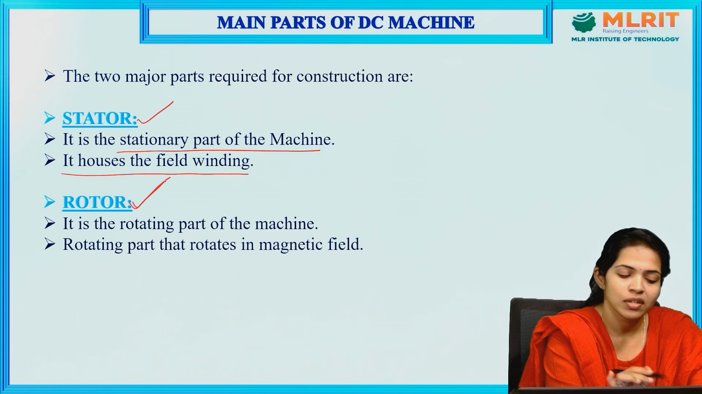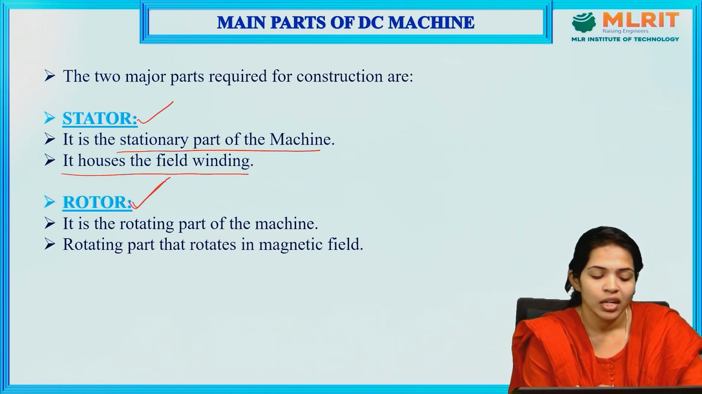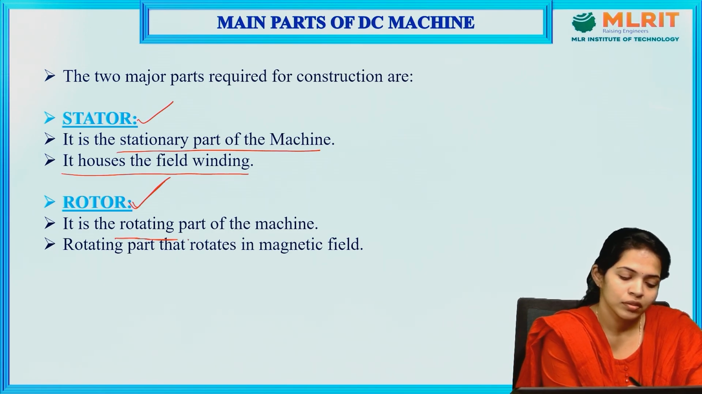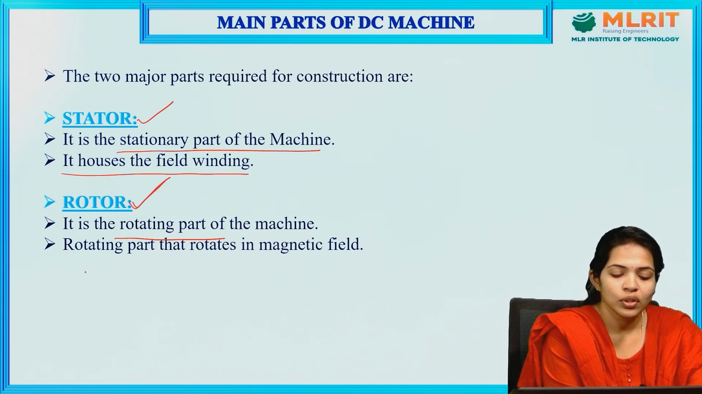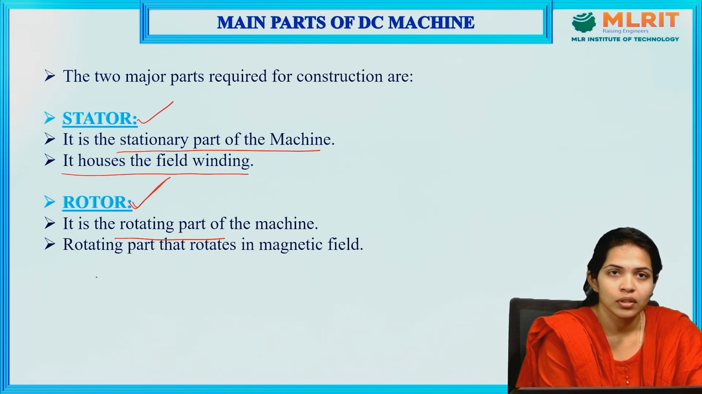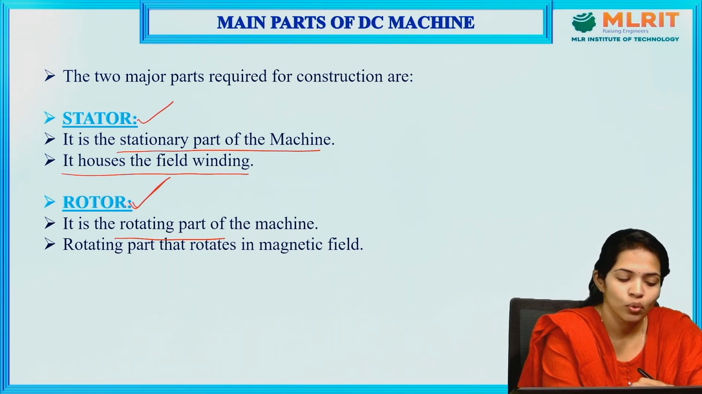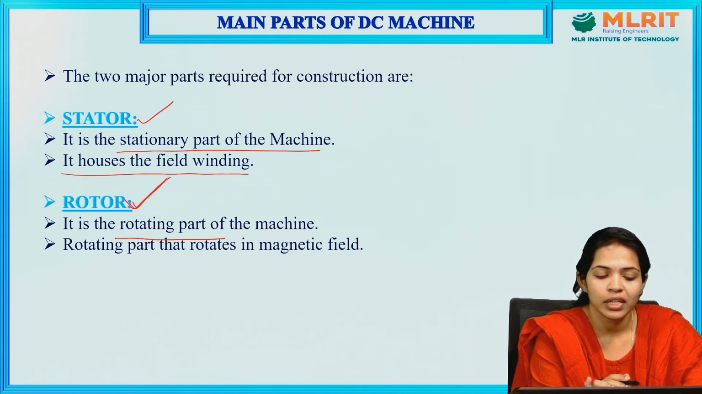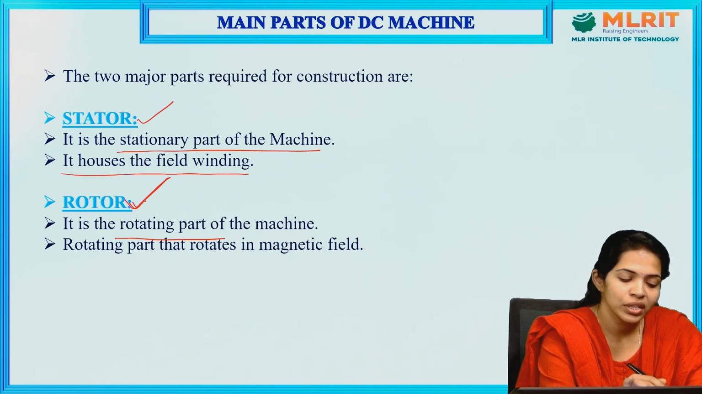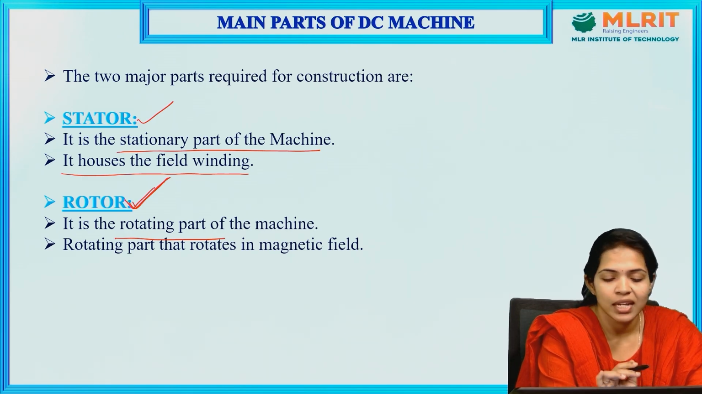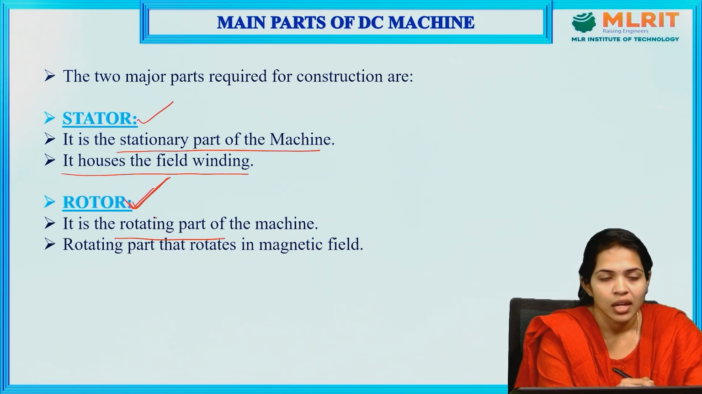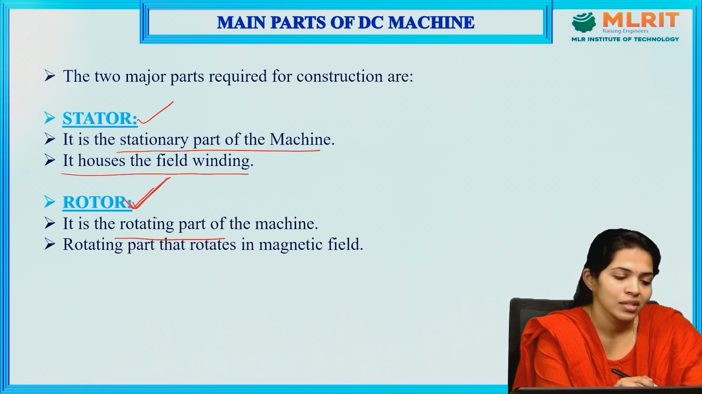Rotor, the name itself indicates it is the rotating part in a DC machine. All the rotating parts are here, and the magnetic field will be generated in the rotor, and the current and EMF will also be induced in these rotor current carrying conductors. What the parts in the stator are and what the parts in the rotor are, we'll be seeing in the coming slides.